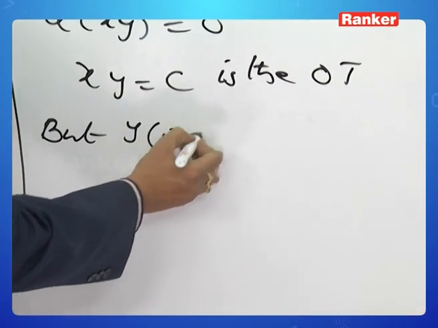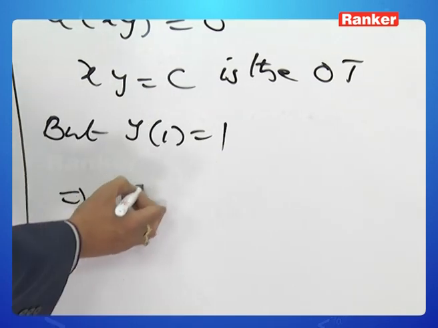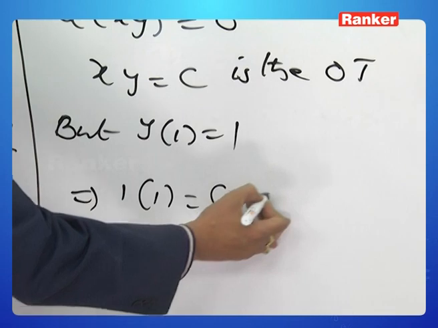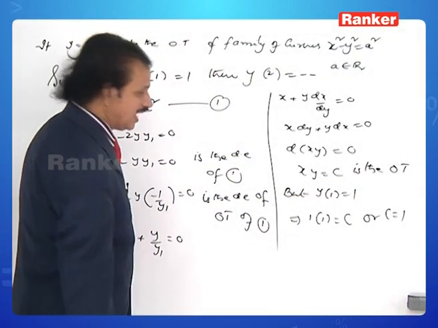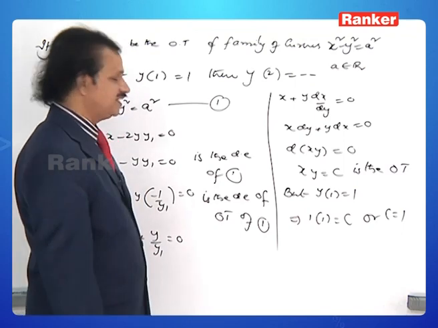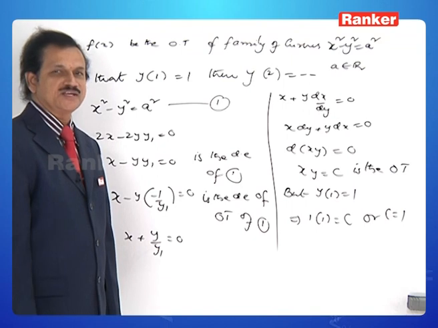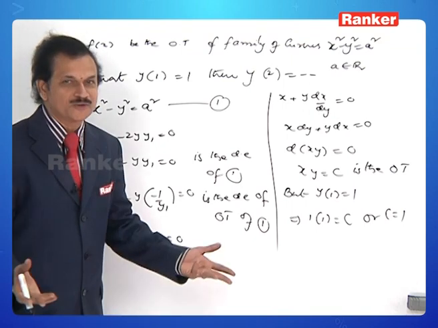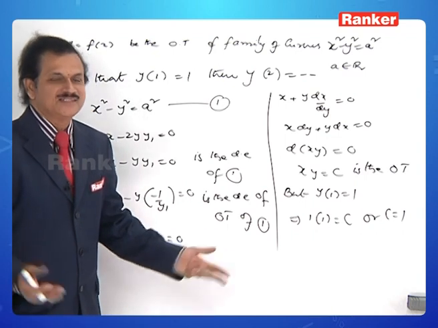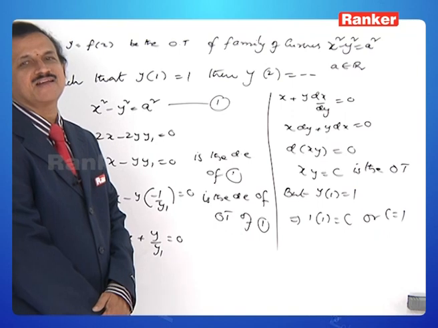But y of 1 is equal to 1 implies 1 into 1 is equal to c, or c is equal to 1. As c is 1, we see that the curve is xy is equal to 1. You know that it is a rectangular hyperbola. Yes, xy is equal to 1. Could you recollect the standard form? What is xy is equal to 1? It is just nothing but a rectangular hyperbola.